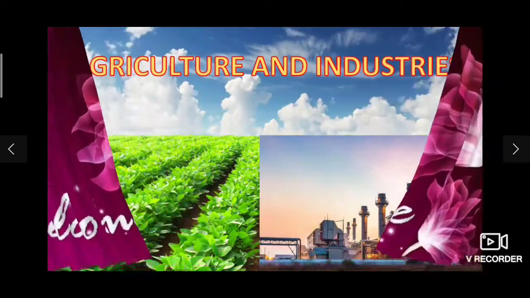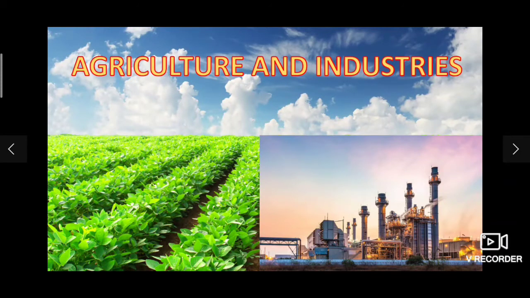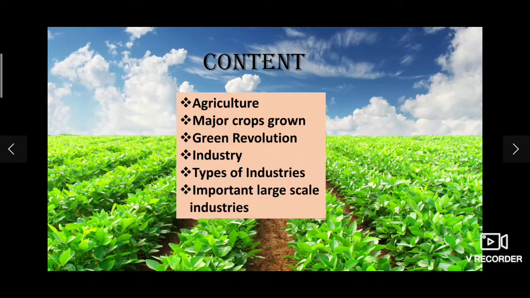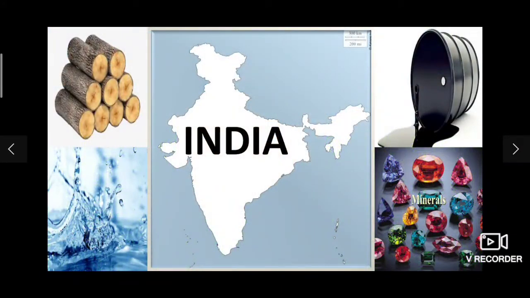Today we will read Lesson 14 Agriculture and Industries. In this lesson, we will learn about agriculture, major crops grown, green revolution, industry, types of industries, and some important large-scale industries. India is rich in natural resources, and people use these natural resources to meet their various needs.